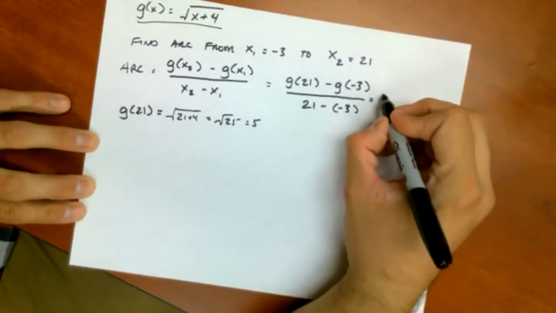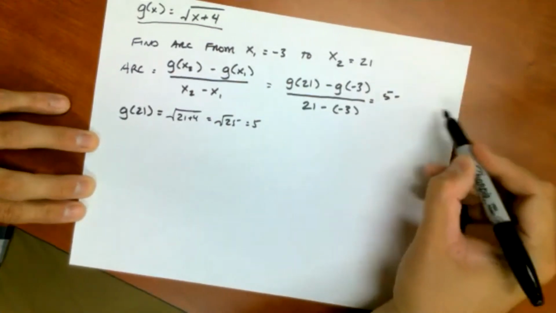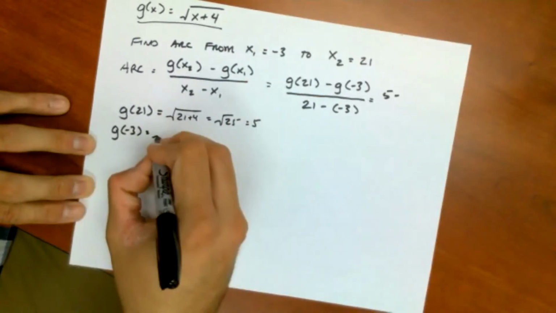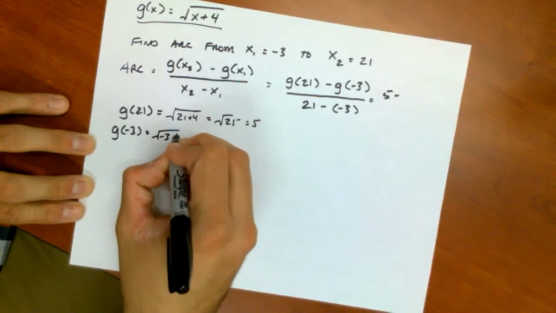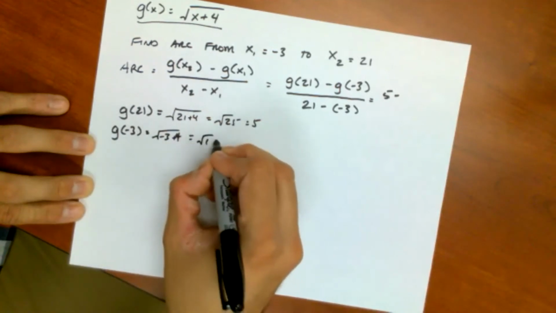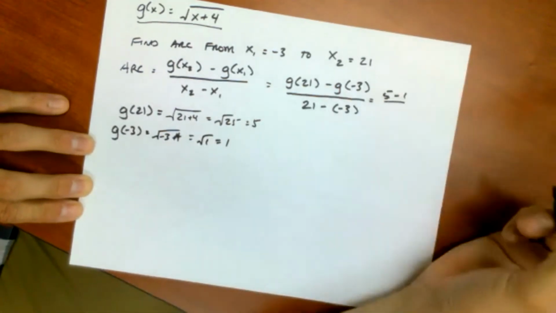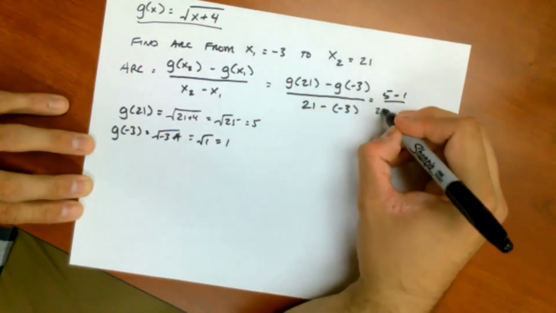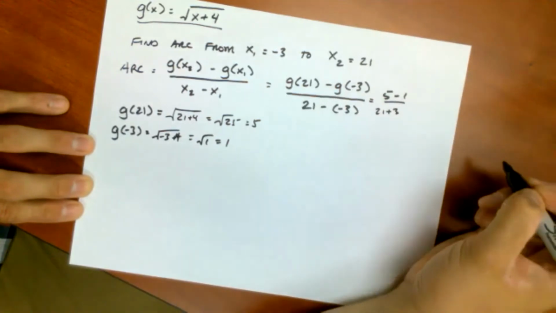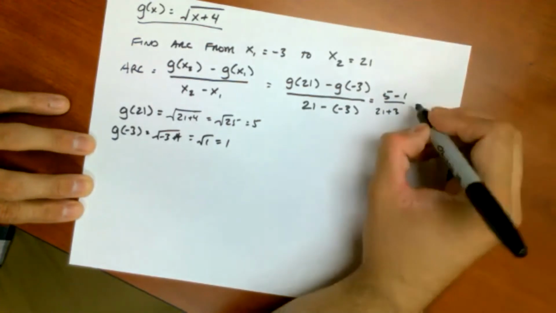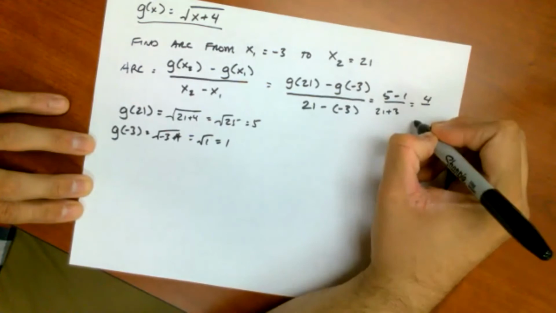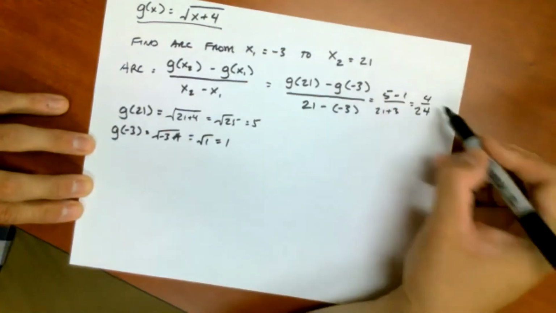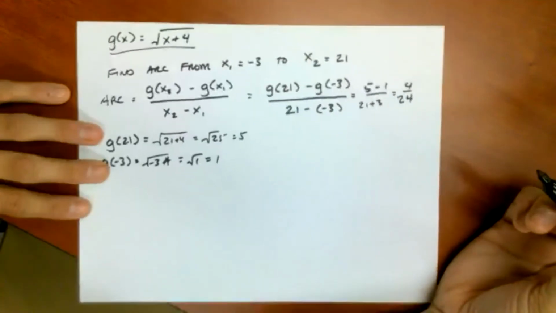Okay, so we got 5 there minus, I'm going to try to end it before the paper ends. G of -3, that's going to be the square root of -3 plus 4. So that's the square root of 1, that's just 1. Over 21 plus 3, right? Because it's minus a negative. So we wind up with 4 over 24. Is that right? 5 minus 1 is 4.